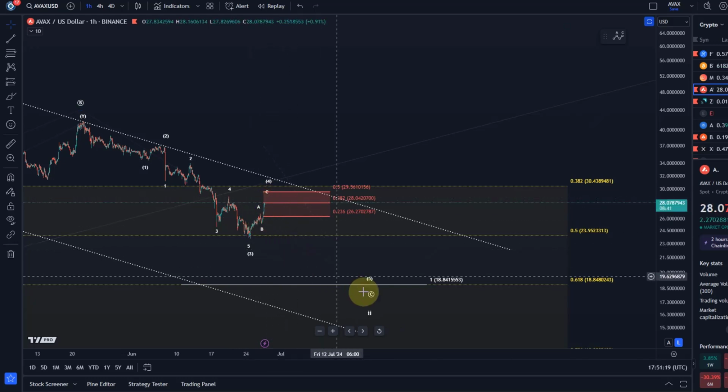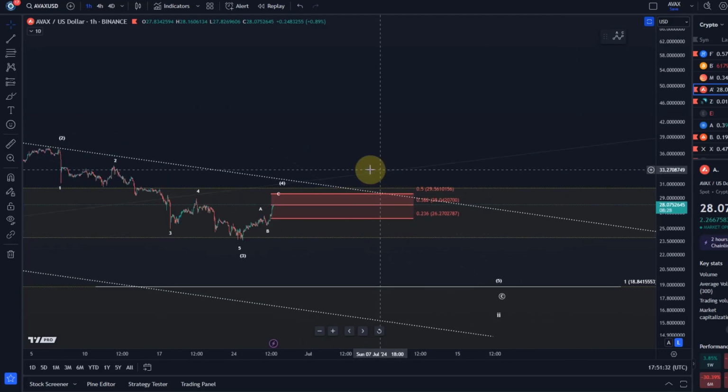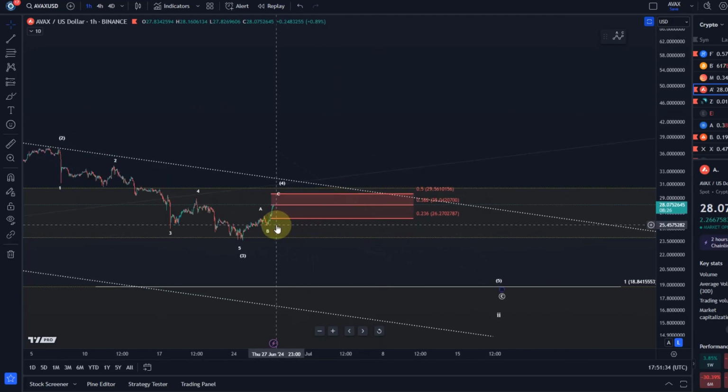The 18.80 level is important because it is the 61.8 retracement, one of the key fib levels, and it's also the 100% extension. So we have two key Fibonacci levels that overlap there. A break below the last low, this B-wave low at $25.45, would indicate that this 5th wave to the downside has started.